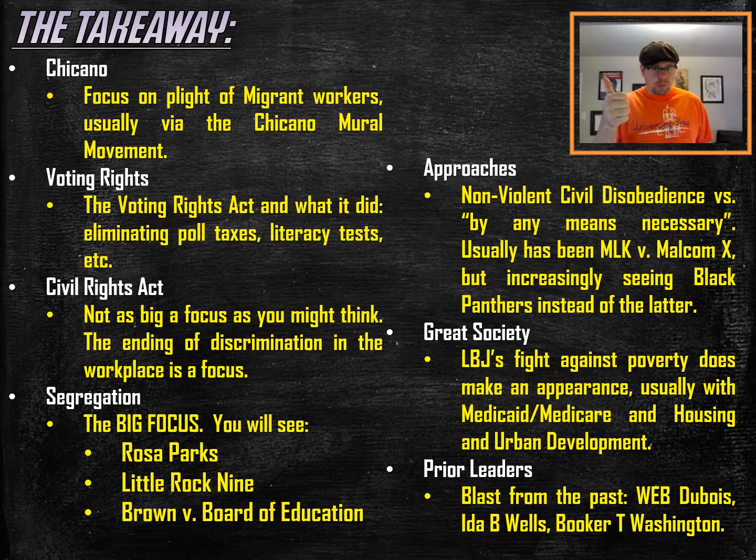The Chicano mural movement, Voting Rights Act and Civil Rights Act, segregation, the various approaches to civil rights, Lyndon Johnson's Great Society programs, and finally, what we're going to take a look at today, the prior leaders of the civil rights movement. Now, when I say prior leaders, what I'm talking about is the leaders that were pushing for civil rights before the time period of the 1950s, 1960s, where we see Martin Luther King Jr. and Cesar Chavez operating. We're talking about the leaders in the early 1900s through the 1920s.